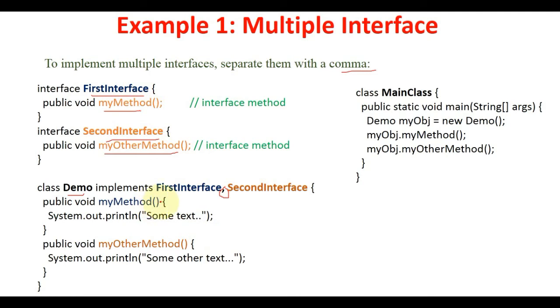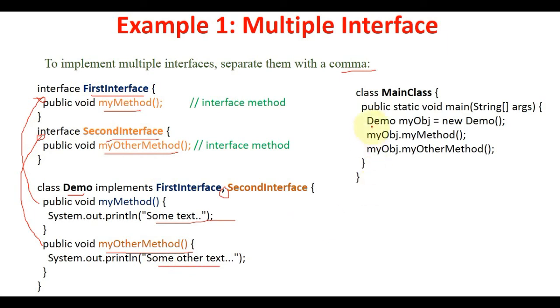As the demo class is implementing two different interfaces, the condition is similar. It needs to implement all the methods of the first interface and also all the methods of the second interface. So there are two methods. First it implements the method of the first interface, my method, and there is a statement like some text. Then it overrides the method in the second interface, my other method, and there is some other statement like some other text.